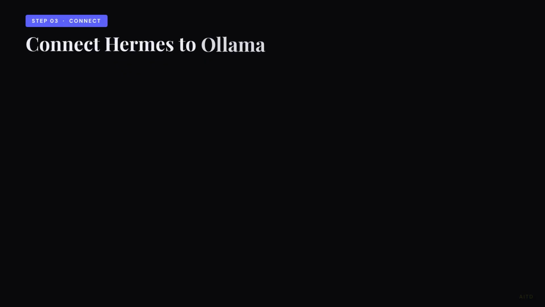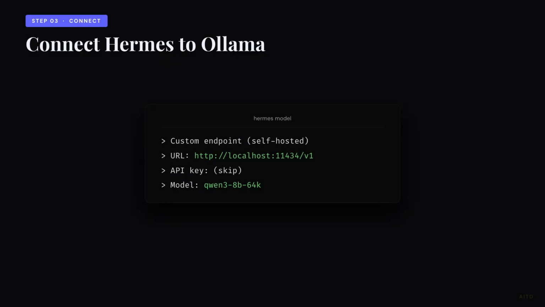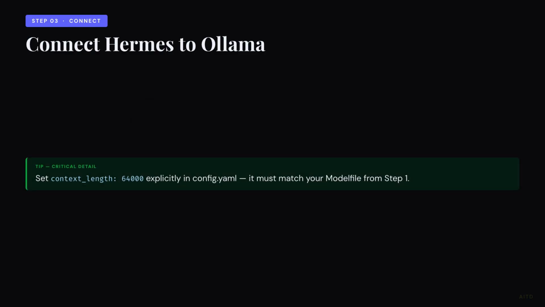Step 3. Point Hermes at your local model. Run the interactive setup command shown here. Choose custom endpoint and enter the local address on screen. Skip the API key field. Ollama does not need one. Then type your model name exactly as it appears in your model list. One detail matters here. Set the context length explicitly in the config file, matching the value shown, so it lines up with the model file you built in step 1. Without this, Hermes can query the wrong context value and overflow mid-session.